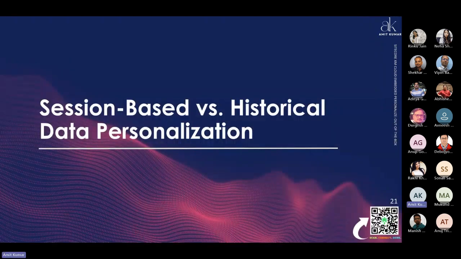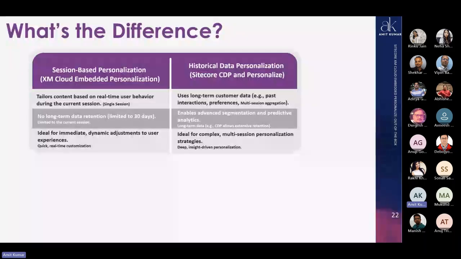Now coming to session based versus historical data personalization. You can easily understand that session based is nothing but embedded, because it is based on the current user context, or the current user session only. But in historical, you have previous visits data which is stored in the CDP, and you can manipulate that data, and you can create custom segmentation also. But here in embedded personalization, you do not have API access. You cannot create custom rules, and also if you need to capture data from a different channel, you can't do that here.